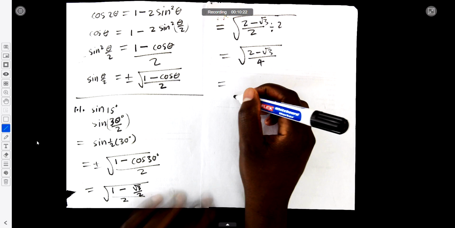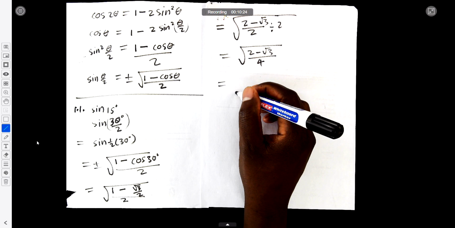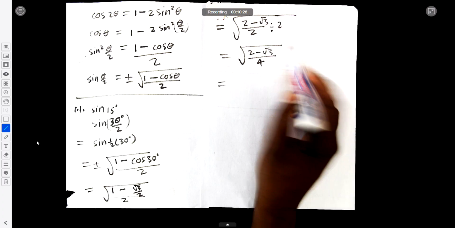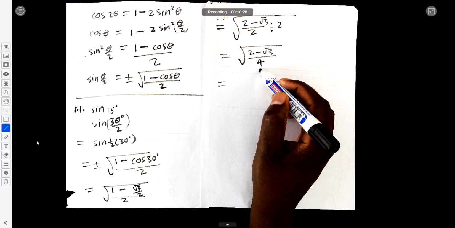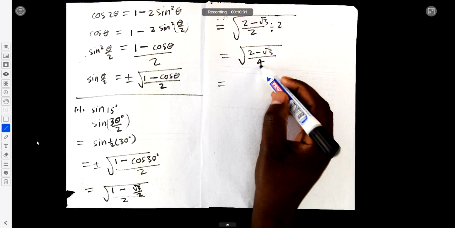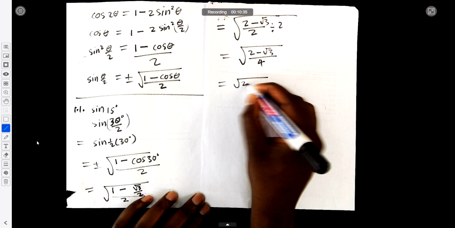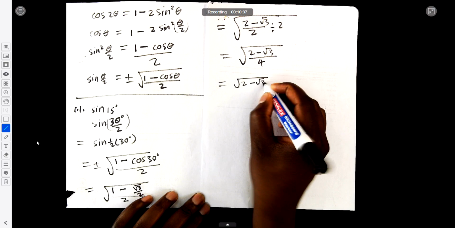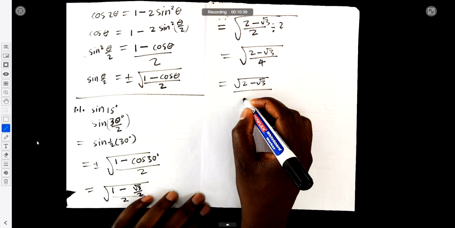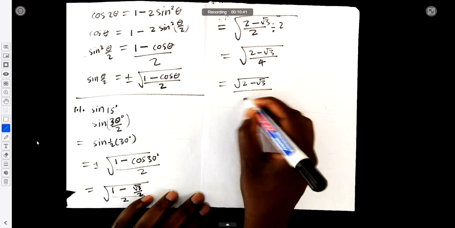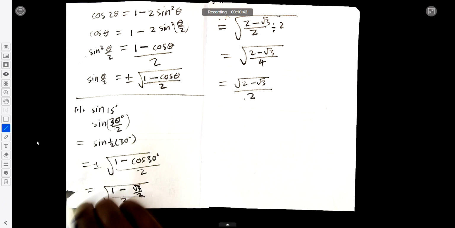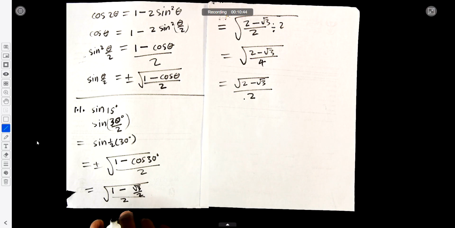But if you recall the rules of surds, the one that we applied the other day, we know that the numerator shares the square root with the denominator. So if we are having division, we can have root of 2 minus root 3, all divided by root 4. What is root 4? It is 2, isn't it? Root 4 is equal to 2. So hence, when you use your calculator, it gives you this.